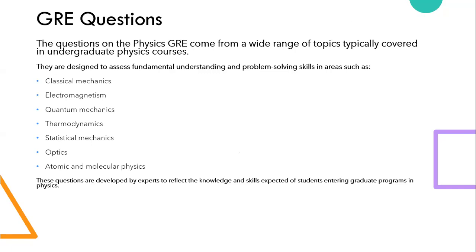We already talked about how the questions on the physics GRE come from a wide range of topics typically covered in undergraduate physics courses. They are designed to assess fundamental understanding and problem-solving skills in classical mechanics, electromagnetism, quantum mechanics, thermodynamics, statistical mechanics, optics, and atomic and molecular physics. These questions are developed by experts to reflect the knowledge and skill expected of students entering a graduate program in physics.